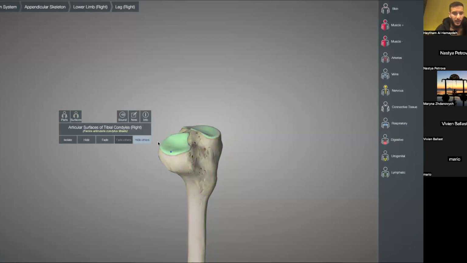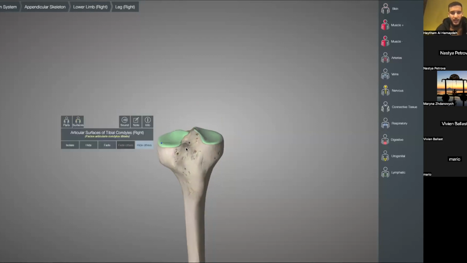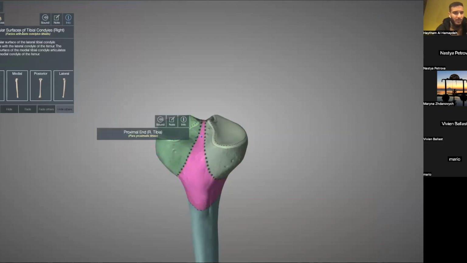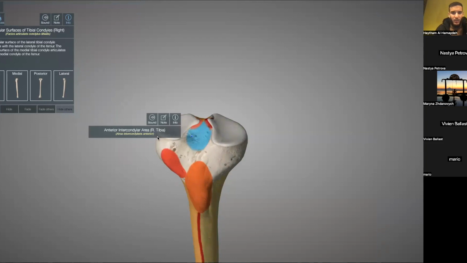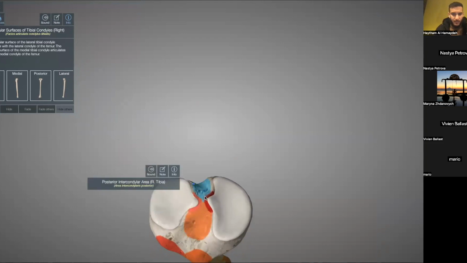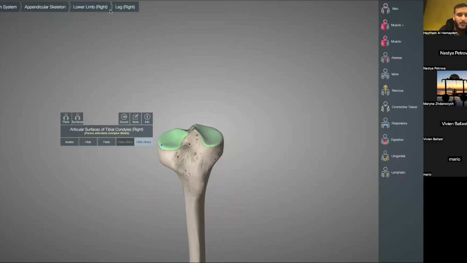the lateral articular surface of the tibial condyle and the medial articular surface of the tibial condyle, and parts of the intercondylar region. Okay, you get it. But this part is called the intercondylar eminence. The intercondylar eminence says hi to the intercondylar fossa of the femur. These are the articular surfaces. Deal? Okay. All right.